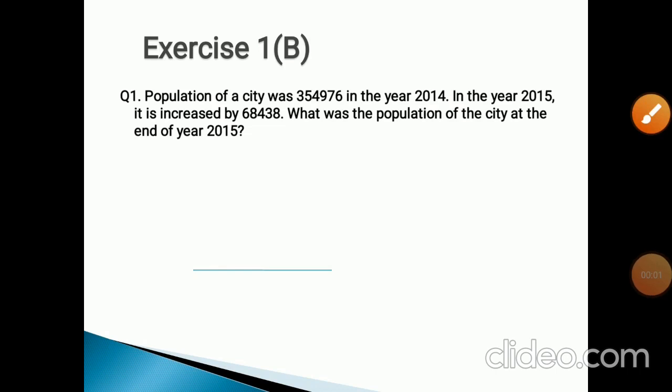Hello students, today we will solve exercise 1B. I am taking some good questions from exercise 1B, and the rest of the questions you solve by yourself. If you find any difficulty you can ask me.